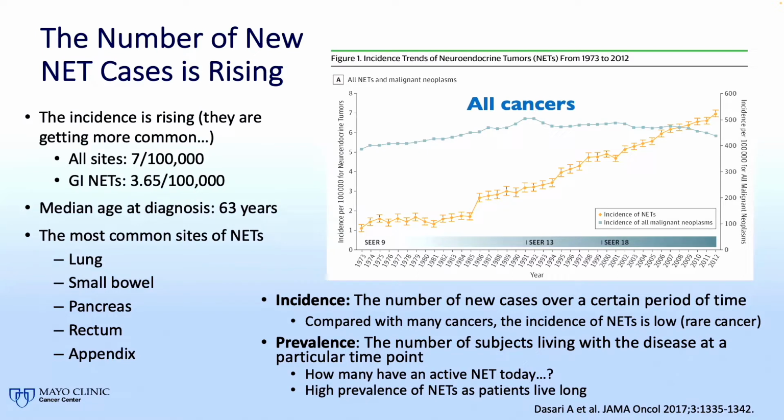But if you look at the orange curve, these are the NETs, or the NENs. Actually, I should label that NENs. You can see that there has been a sevenfold increase in the number of new neuroendocrine neoplasm diagnoses from the early 70s until 2012. We'll talk about why this is, although it looks alarming, there might be some reasons for this that are maybe not so alarming.